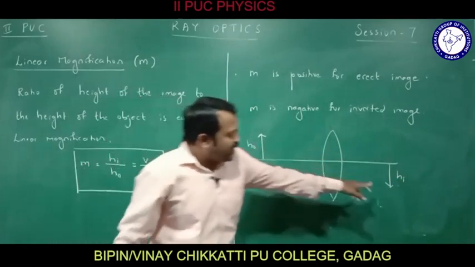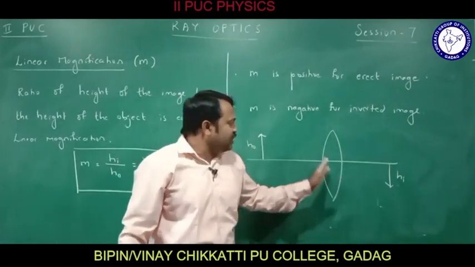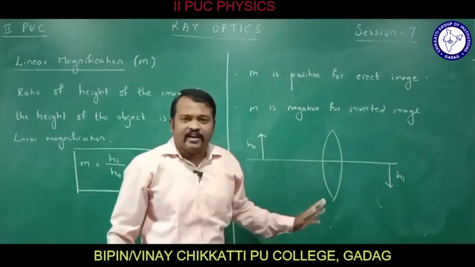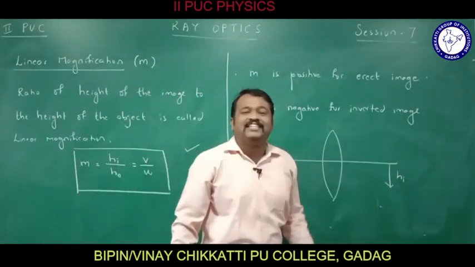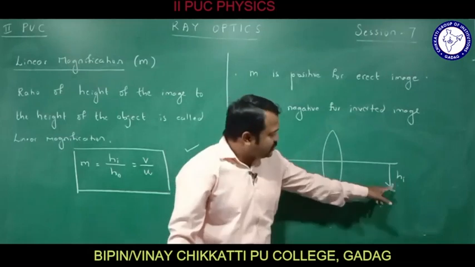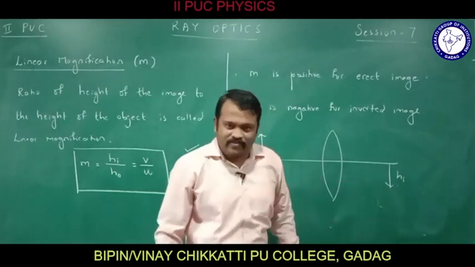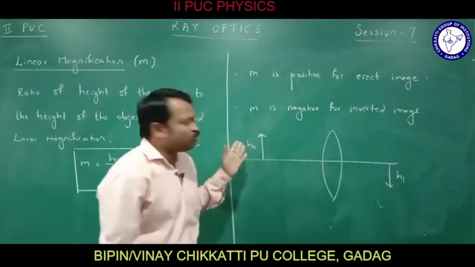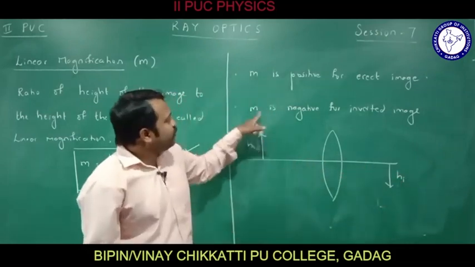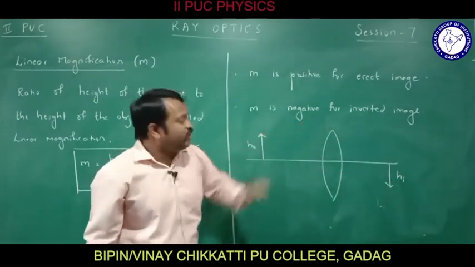Which kind of image do we get from a convex lens, which I had already drawn in the ray diagram? Here we got it as HI. This kind of image is called an inverted image. For an inverted image, what is the sign of HI? Minus. What is the sign of HO? Plus. So definitely you will get m as negative for an inverted image.